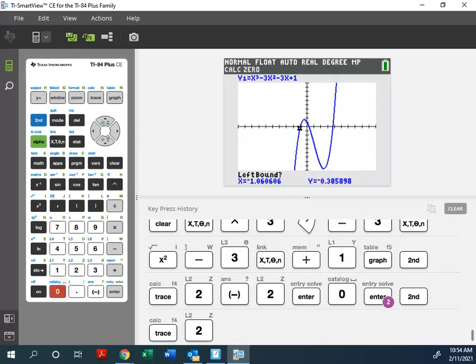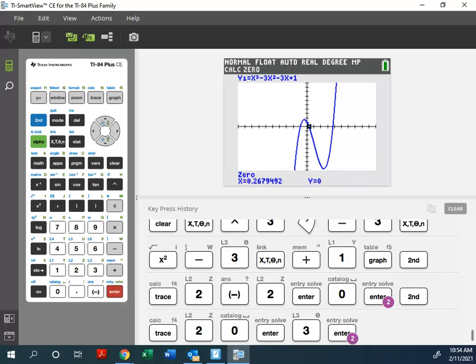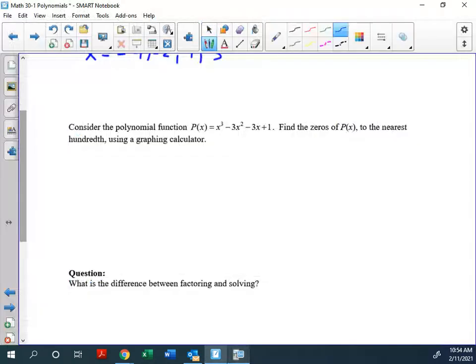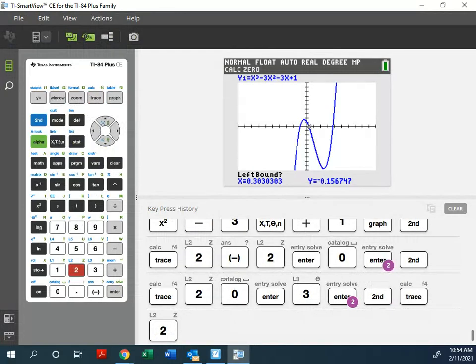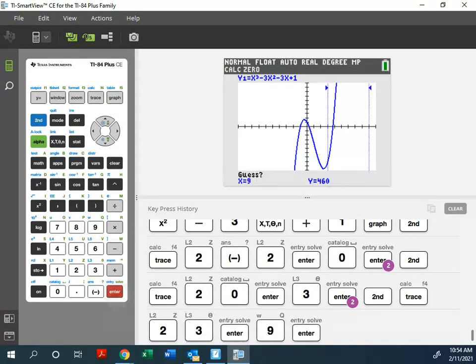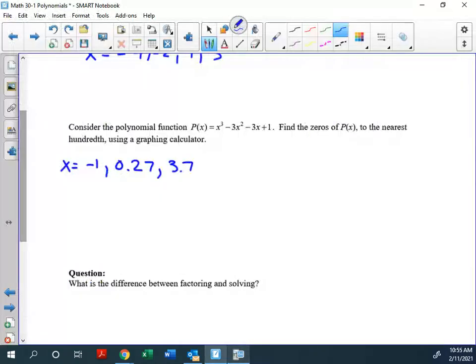Somewhere between 0 and 3. Okay, there's my nearest hundredth, 0.27. And last but not least, somewhere between 3 and 9 is 3.73. And we just want to make sure that you can find them. You should have these skills, but we find if we don't review, there's somebody who is like, I've never used a graphing calculator.